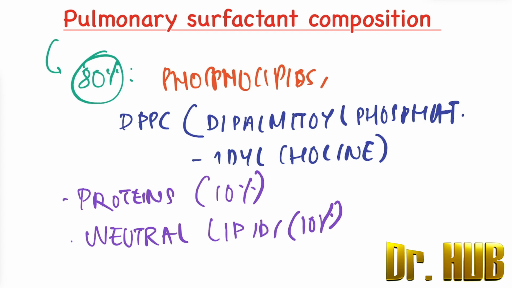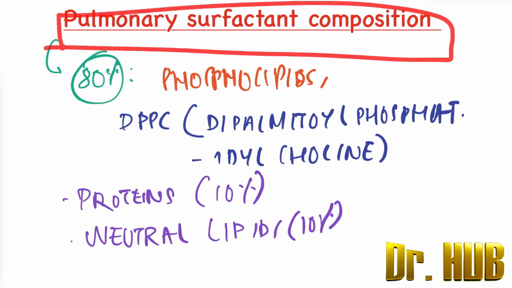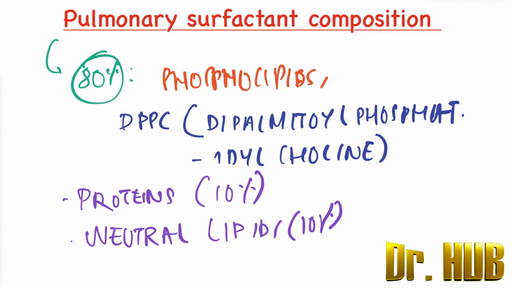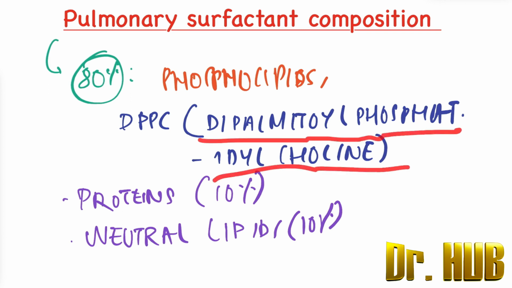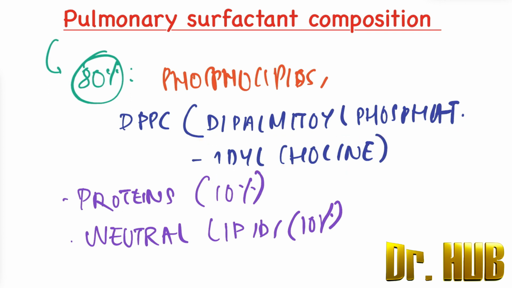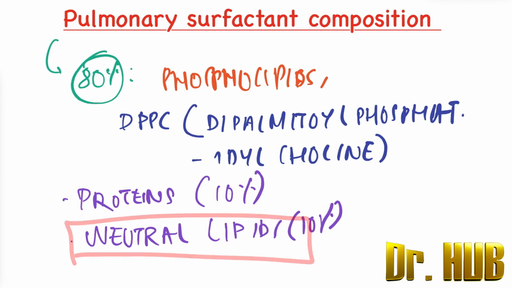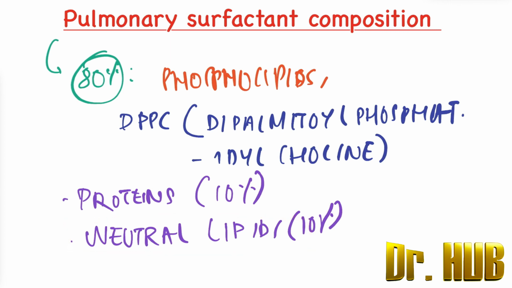Now let's recap what we did here. We saw the pulmonary surfactant composition. A majority of it, about 70 to 80%, is made up of the phospholipids as well as the DPPC. This DPPC full form is nothing but dipalmitoyl phosphatidylcholine. The remaining 20% is formed equally among the proteins, that is 10%, and the neutral lipids, that is also 10%.